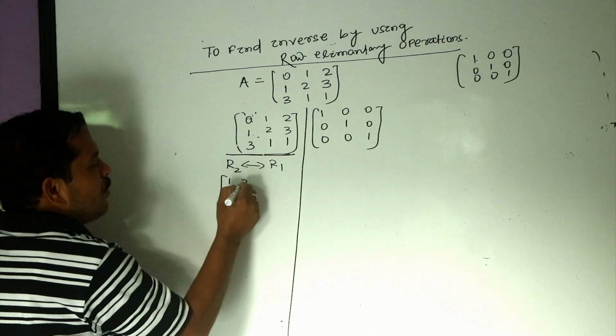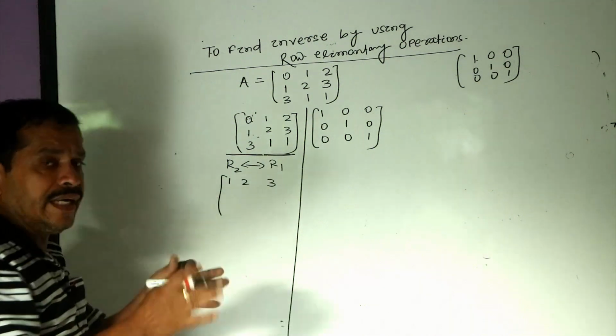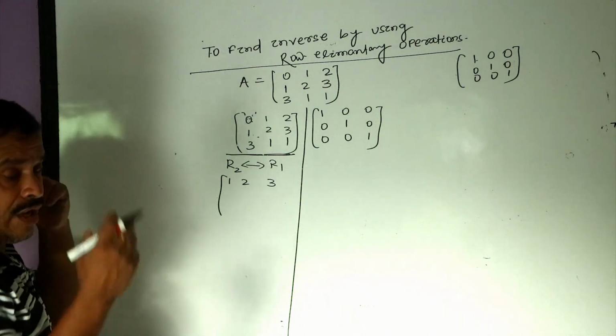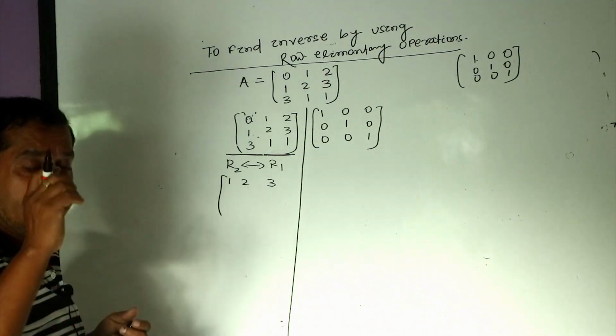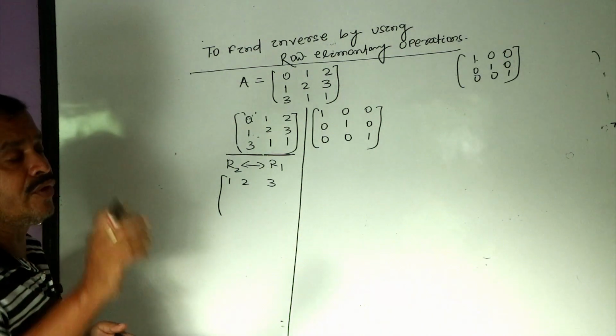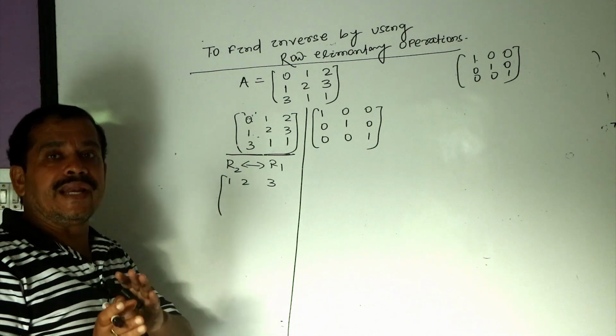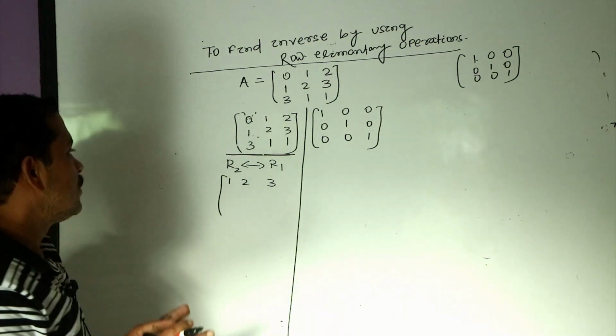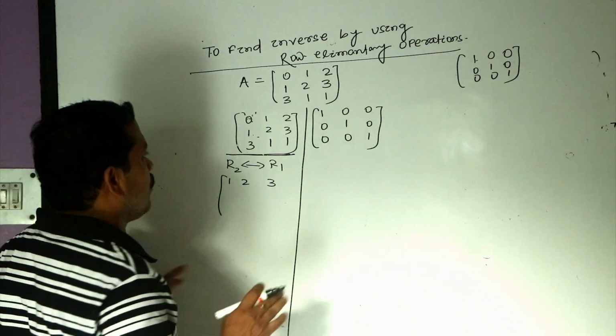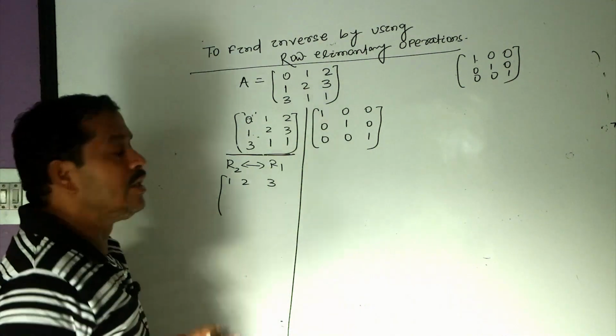Then row 1 will be 1, 2, 3, because we can interchange any two rows in elementary row operations. We can multiply a constant with any row, and with multiplication of a constant we can add it to another row. These 3 operations are the only ones allowed. We cannot divide any two rows.